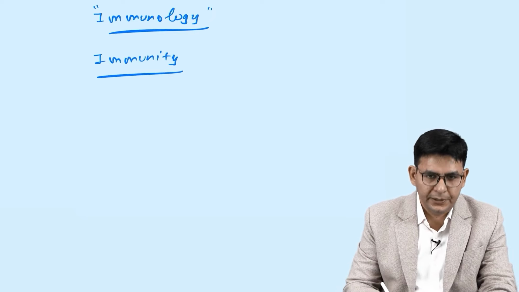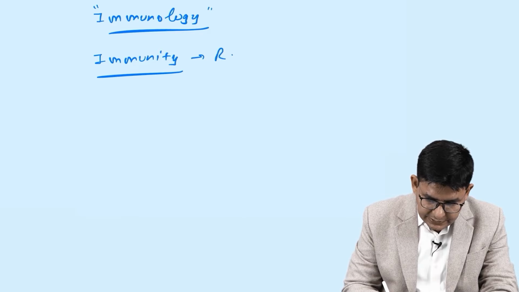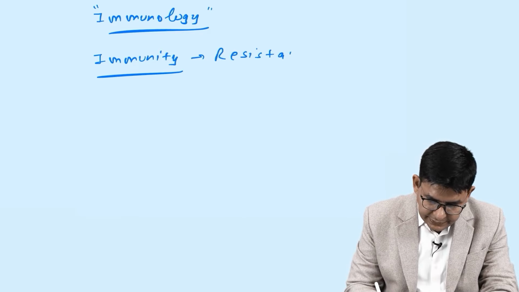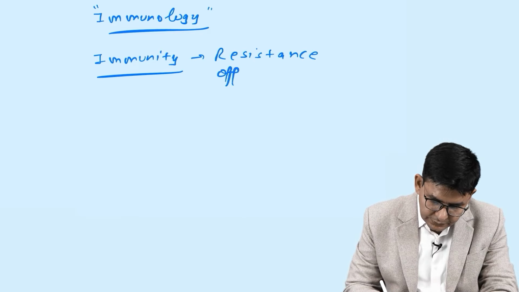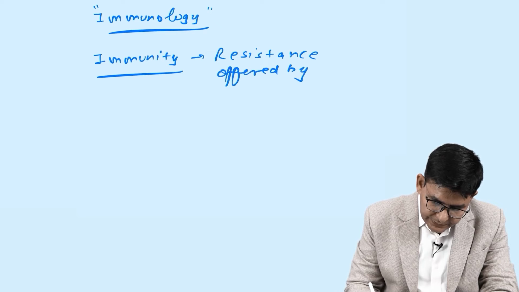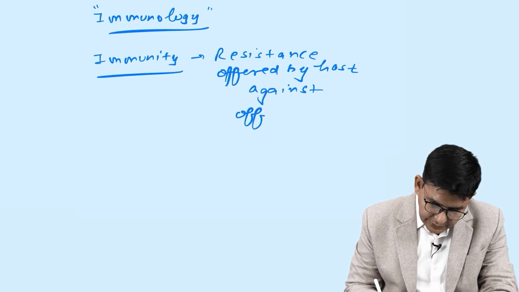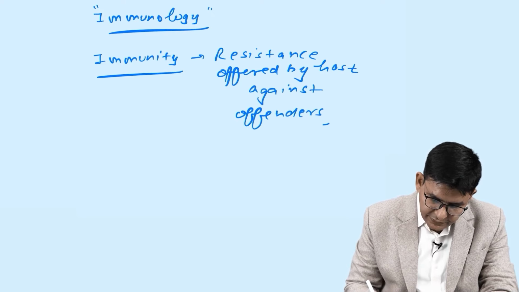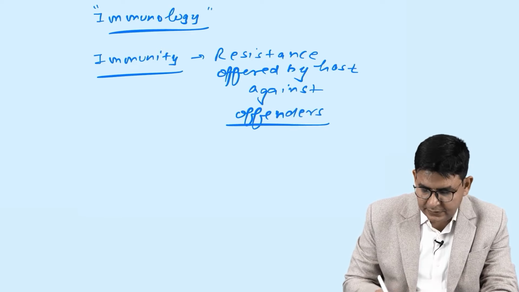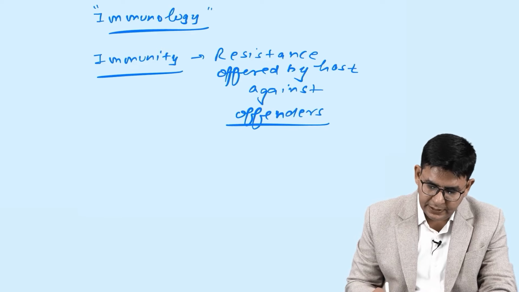What is the definition of immunity? The definition is resistance offered by the host against offenders. The resistance offered by the body against the offenders.